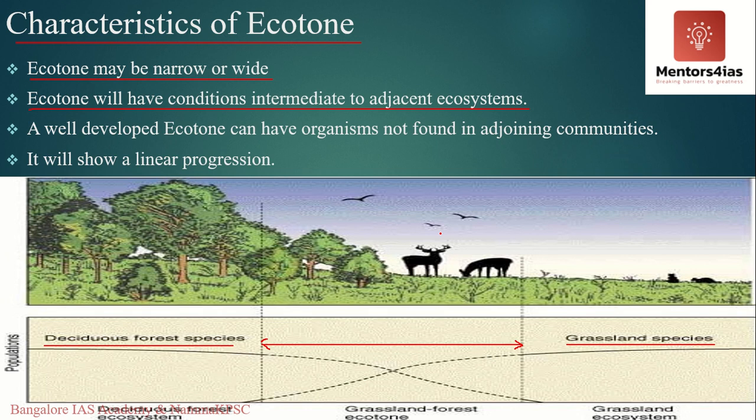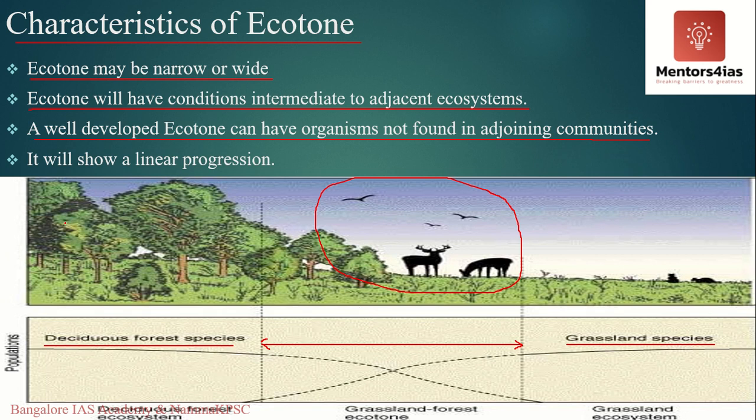Therefore, the ecotone is a zone of tension. The next point is that when you have a very well developed ecotone, this ecotone may have organisms which are not found in the adjoining communities. Meaning, for example, the forest may have tigers. If you take grasslands, the grasslands may have rabbits. Then within the ecotone, you may have deer which are not found in the forest, neither in the grasslands. It's just an example. What I'm trying to say is that a well-developed ecotone can have organisms which are not found in the adjoining ecosystems or communities.